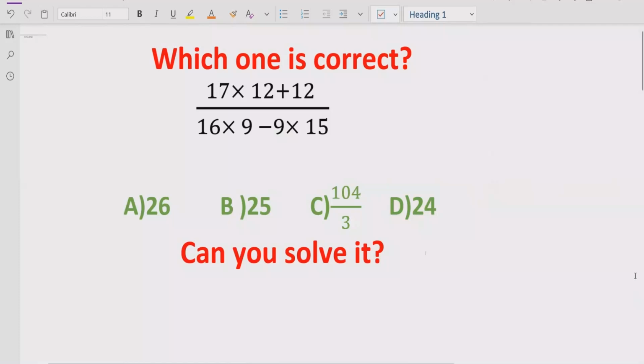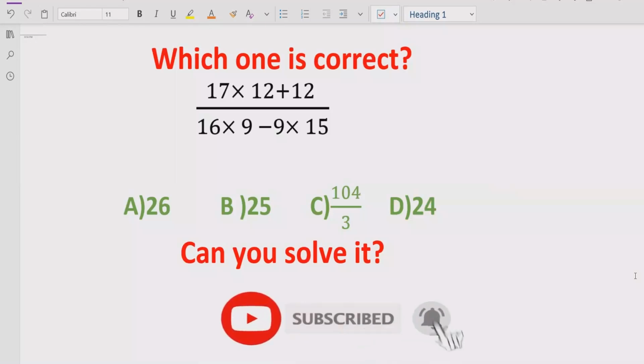Today we will solve another quiz which is related to an arithmetic expression. This expression contains a fraction which has some basic operations: multiplication, addition, subtraction and division. So we have to solve this quiz using the PEMDAS and BODMAS method and find the correct result. We have here four answers. A is 64, B is 25, C is 104 divided by 3 and D is 24. So we have to see which answer is correct.